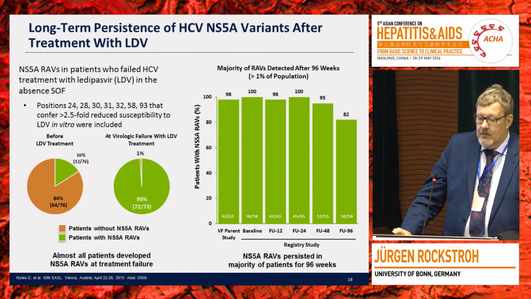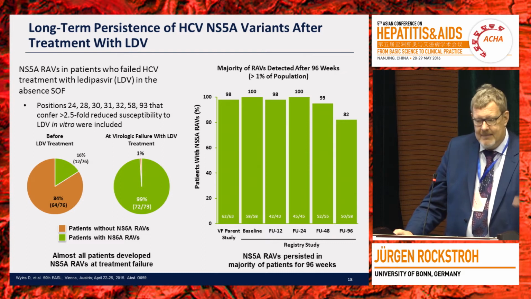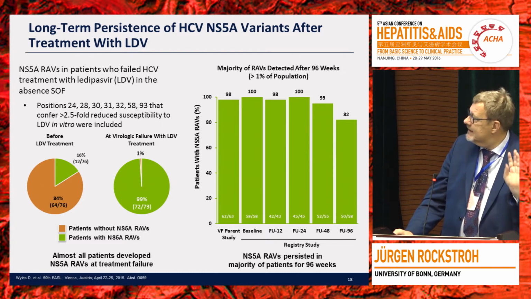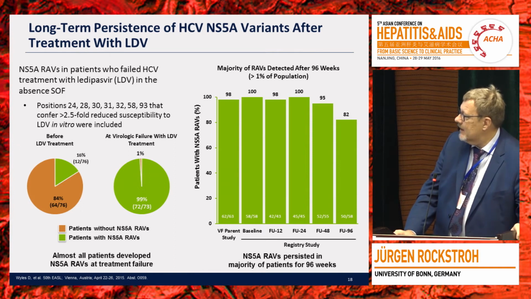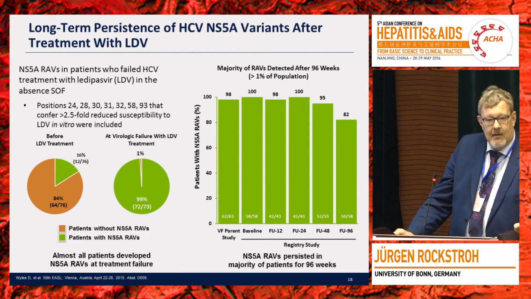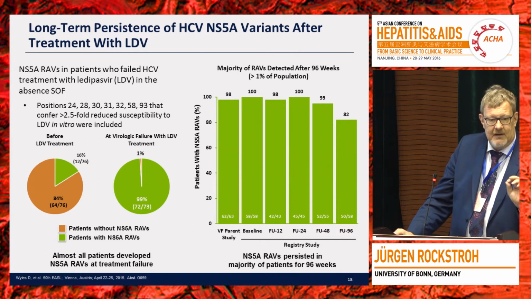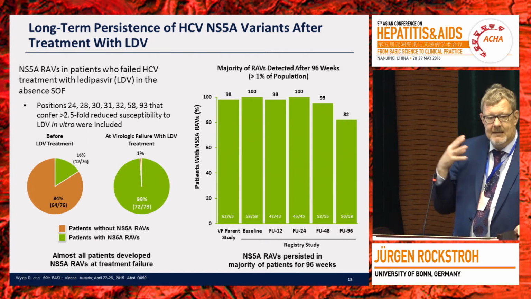This is a paper which looked at the long-term persistence of NS5A variants. So in contrast to the hepatitis C PI mutations, these were patients who received ledipasvir in the absence of sofosbuvir, and they looked at the positions which conferred at least a 2.5-fold reduced susceptibility to ledipasvir. And what they saw is that at virological failure, everyone except one patient had developed NS5A mutations. So that's one of the other things in clinic.